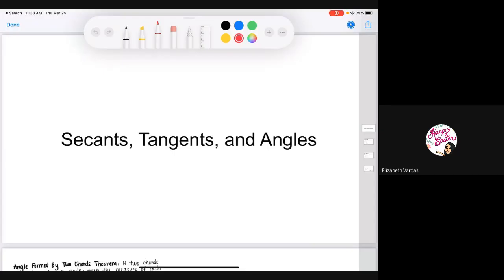Two very specific theorems having to do with secants, tangents, and angles, and so we are going to look at those today.